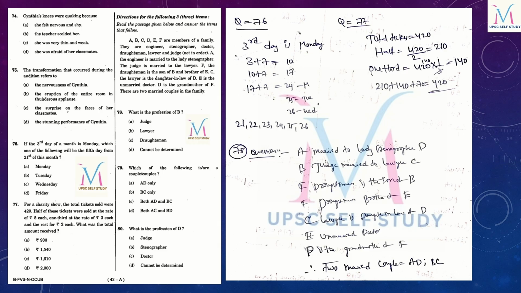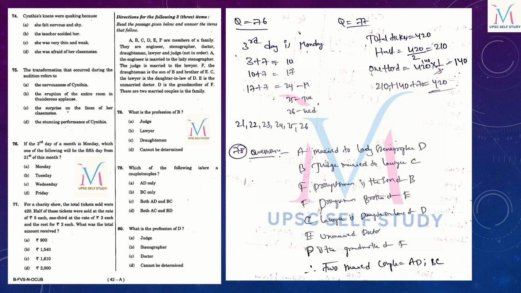Now if you look into the solution box, total tickets 420, half tickets 420 by half. In order to make half in the 420, it is 210. So 210 tickets were sold for 5 rupees.